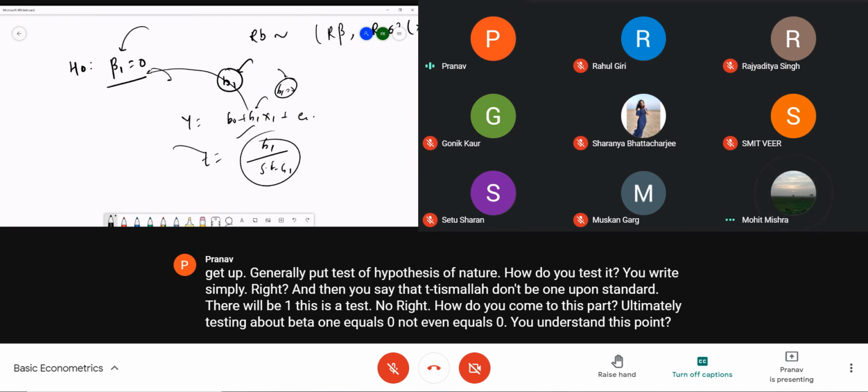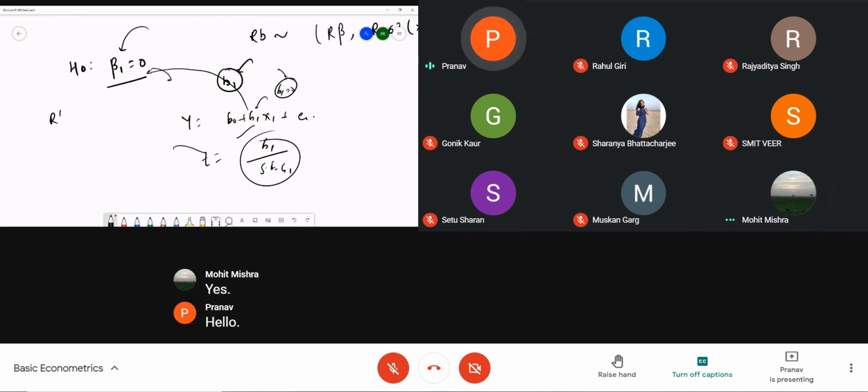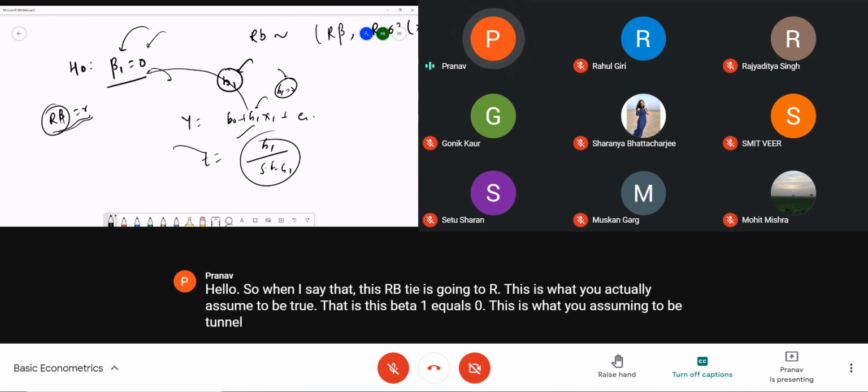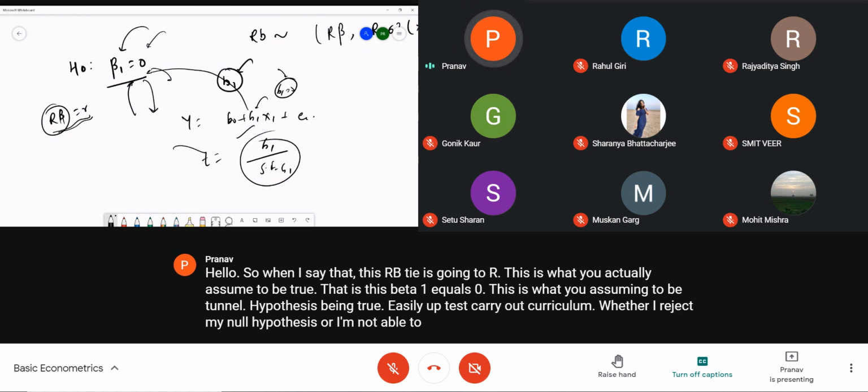When I say that R beta is equal to r, this is what you assume to be true. That is, this beta 1 equals 0, this is what you are assuming, the null hypothesis being true. That is why you carry out the test, to see whether I reject my null hypothesis or I am not able to reject my null hypothesis.